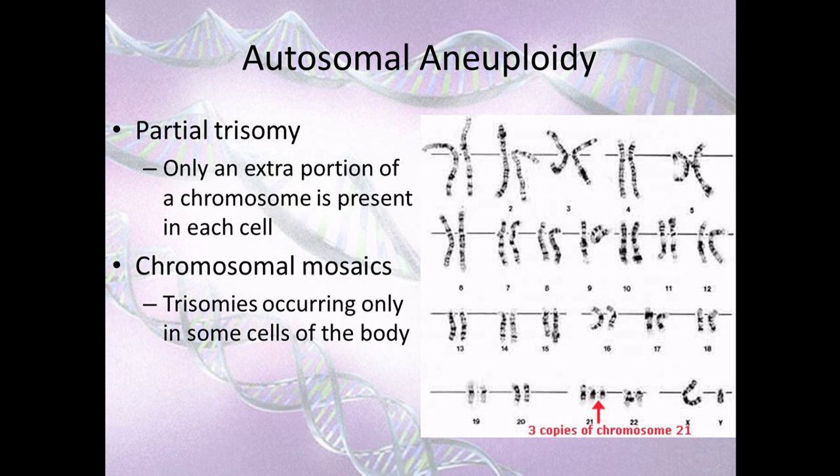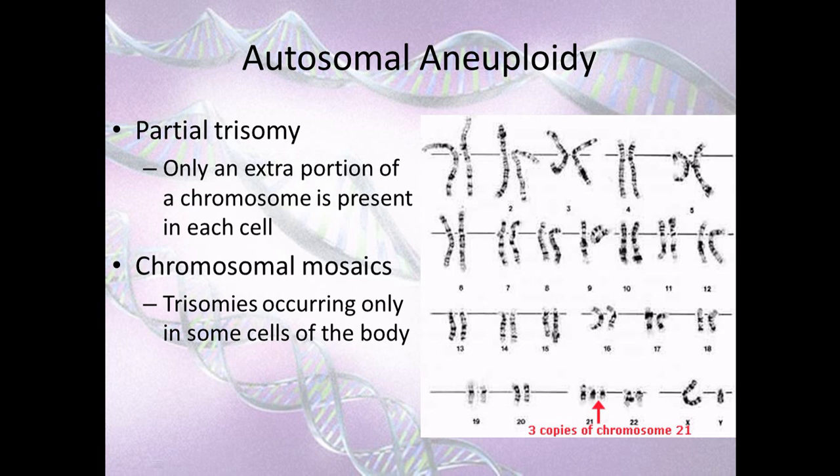Right? Chromosomal mosaics mean that only some of the cells in your body aren't the same. So you might have trisomy in some cells, but not all. And sometimes they refer to these people as chimeric. So the DNA in one of their cells is slightly different than the DNA in the other cells.